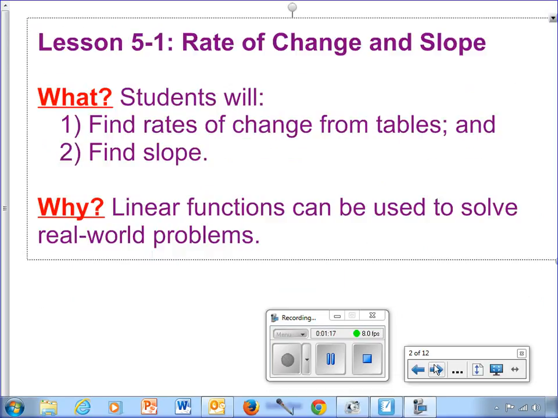Lesson 5-1 is entitled Rate of Change and Slope. Our objective in this lesson is that students will be able to find rates of change from tables and, number 2, find slope. We are studying linear functions because they can be used to solve real-world problems.